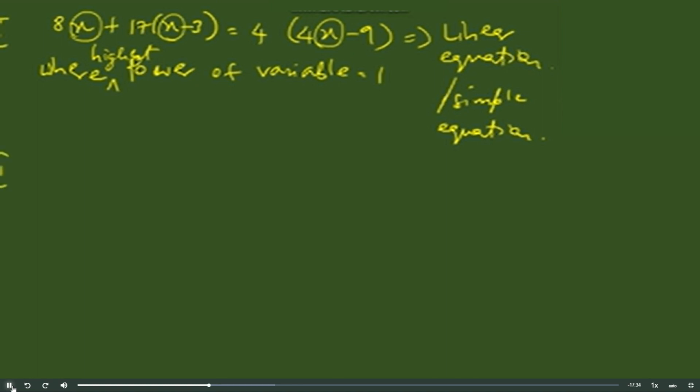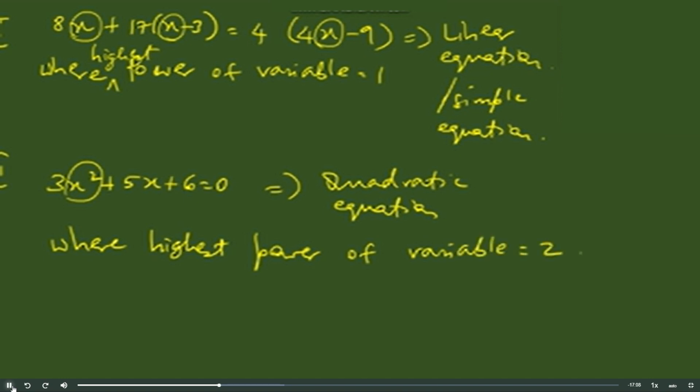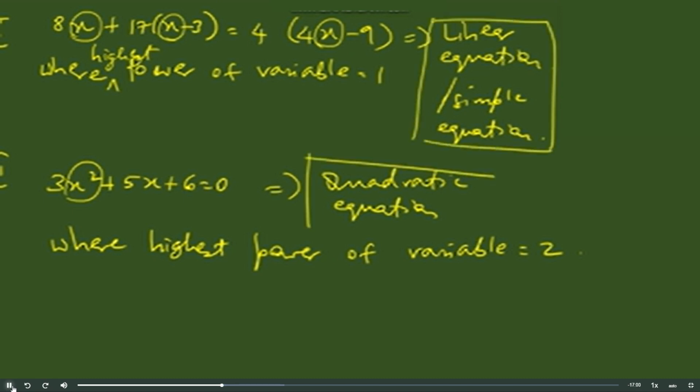Second example is 3x² + 5x + 6 = 0. Look at the highest power of x here. It is 2. This type of equation is called a quadratic equation, where the highest power of the variable is 2. This is a linear or a simple equation, and this is a quadratic equation.